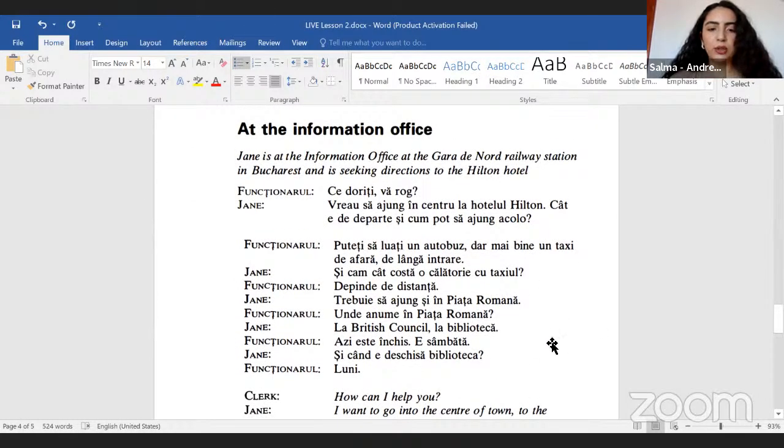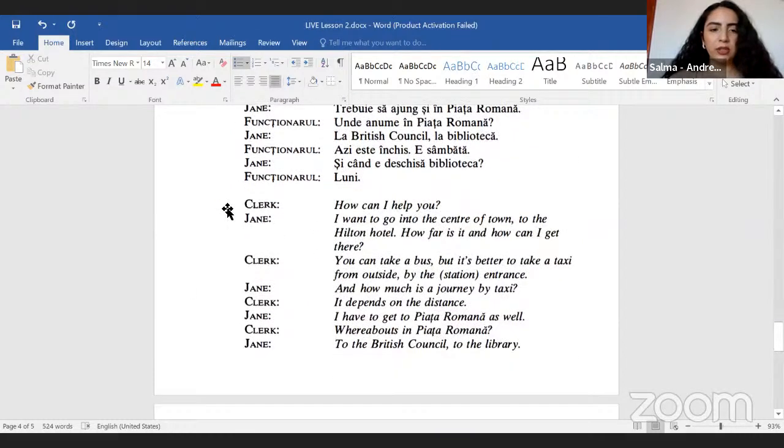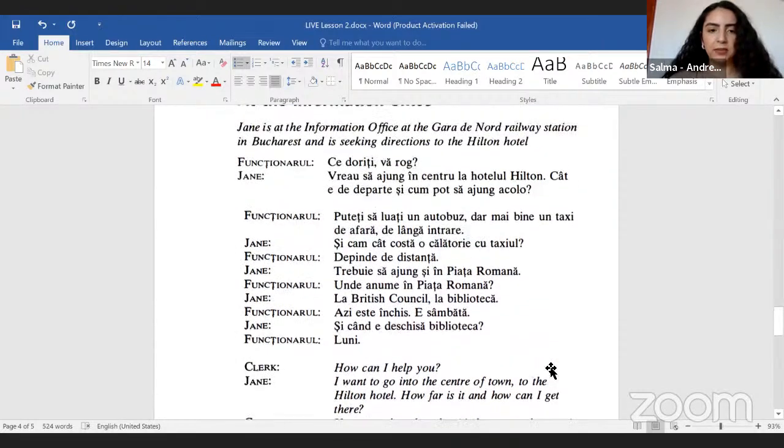And let's also read this short text. And I would like you to repeat after me and to practice your pronunciation. I will not read again the names of the people here. The first one is not actually a name, it is a position. Funcționarul. You have here the translation and you can see what every line means.